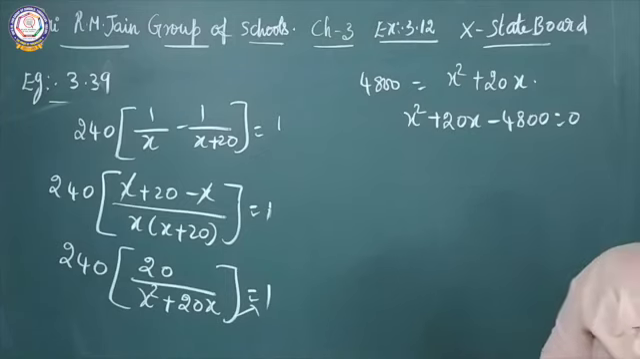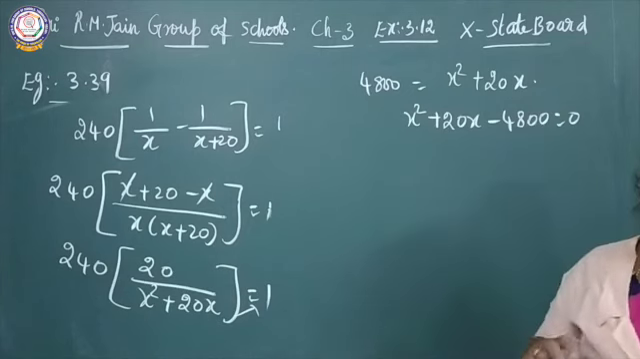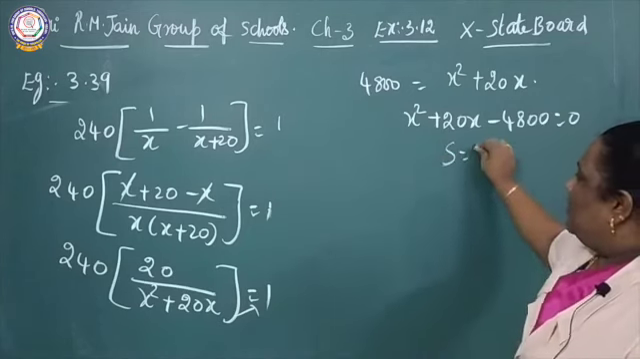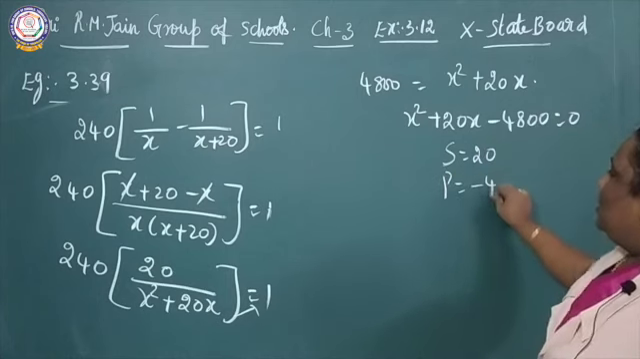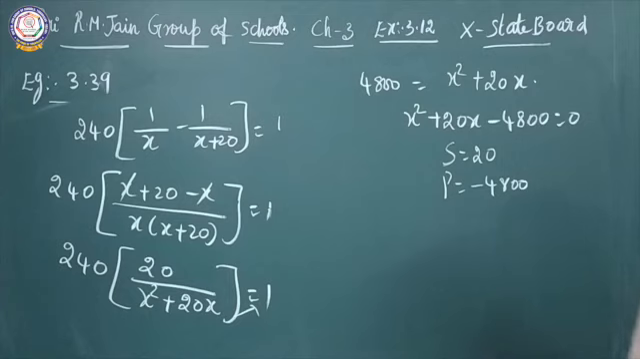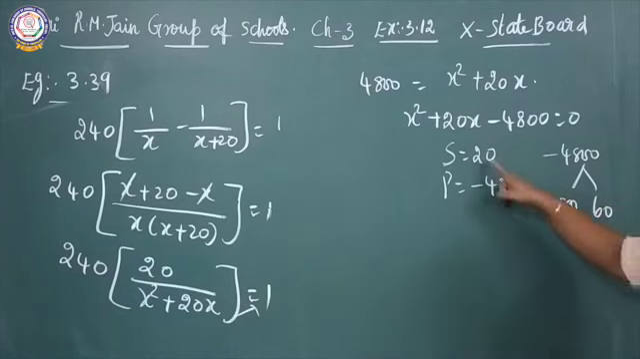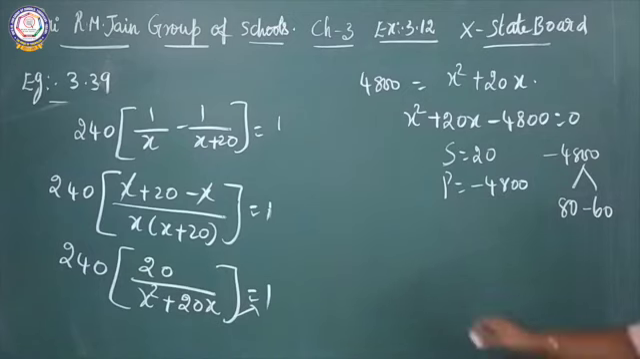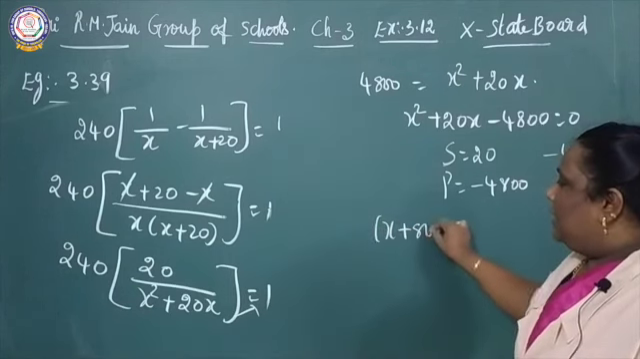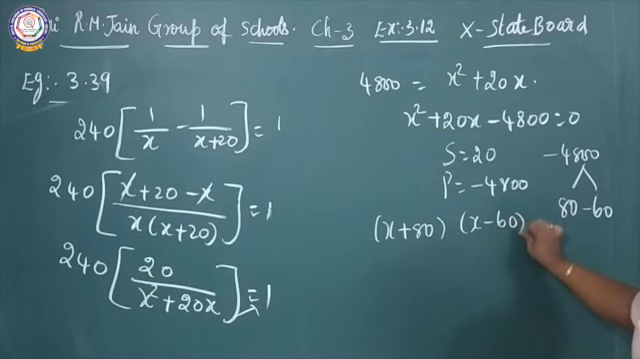Sum and product. See, 48 means you know very well 8 6s are 48. 8 minus 6 gives the answer 2. In such a way, sum equal to 20, product equal to minus 4,800. 80 and 60: 80 minus 60, the value is 20; 80 into minus 60, the value is minus 4,800. So you can choose (x plus 80) into (x minus 60) equal to 0.